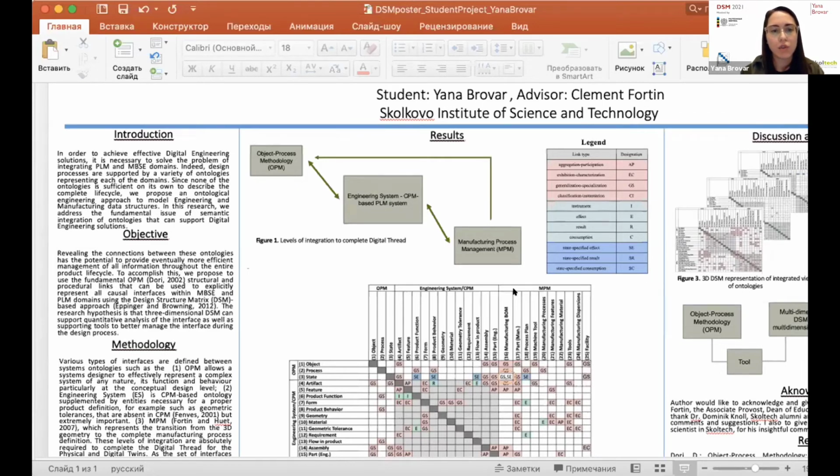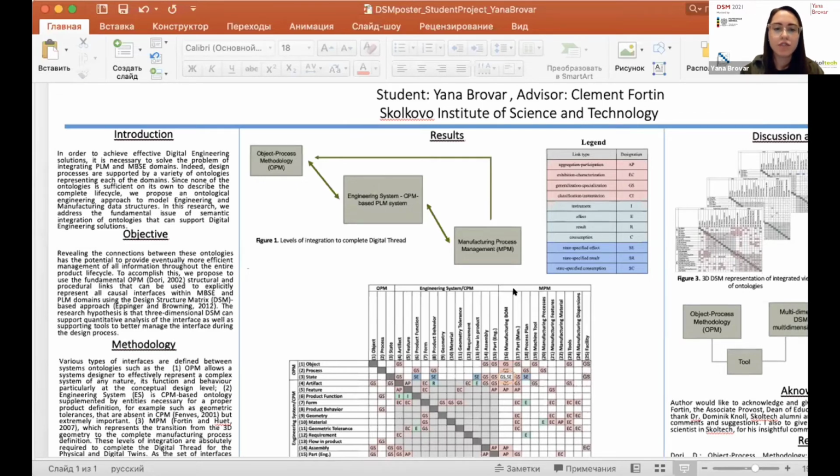OPM consists of four structural interfaces that connect entities with the same persistence to express the time-invariant relationship between them, and in the DSM they are identified with pink color. Another type of interface is procedural links, which connect processes to objects to express dynamic aspects of the system. They are identified with green color in the DSM.